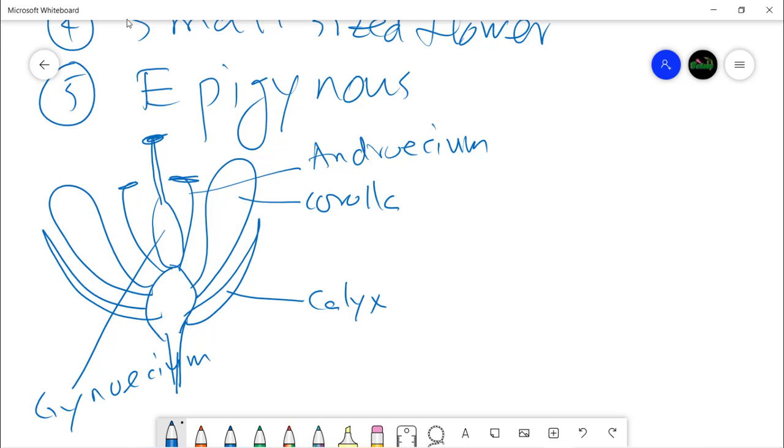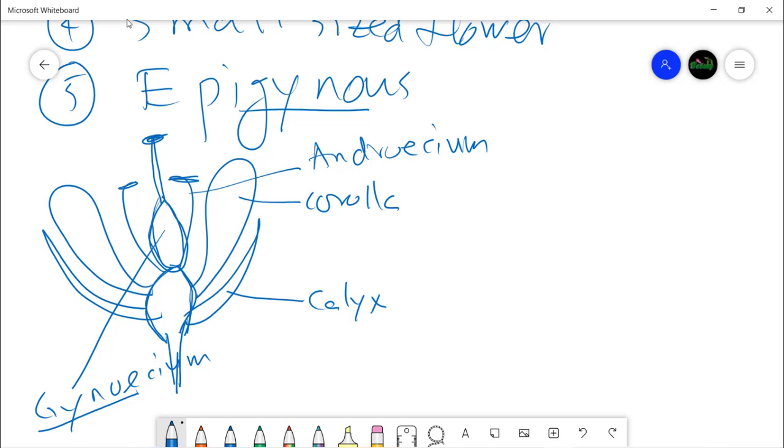So, a very basic flower. Now, in this particular diagram, this is the thalamus, and the floral parts are inserted on the thalamus, and it has three varieties: hypogynous, perigynous, and epigynous. This gyne refers to the gynoecium, the ovary. Now this is the ovary, as we know, the fourth whorl of the flower, which is the carpel or gynoecium.